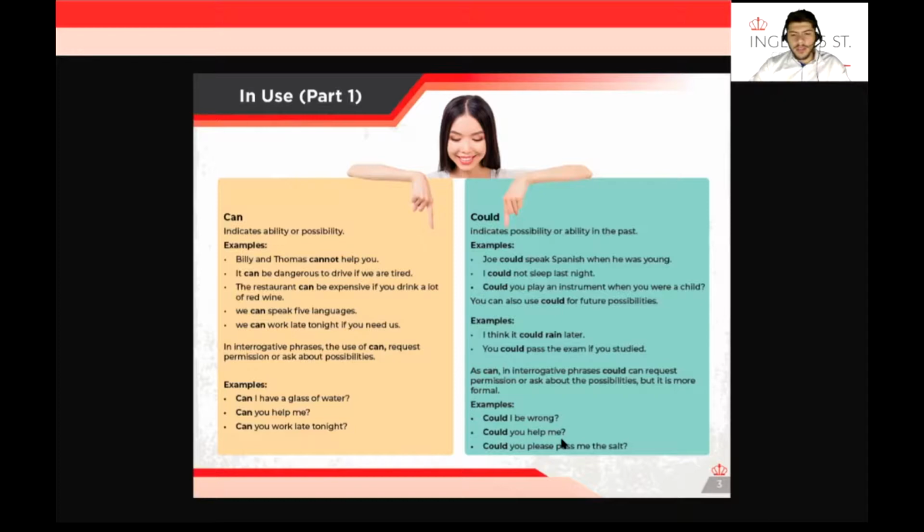Or could you help me? We can also say, can you help me, right? But this is less formal. That's a difference. And also with the last example, we are asking for something or making a request, but it's really formal. Okay, are there any questions regarding can and could? No. Everything's okay. All right, perfect. So we may continue.